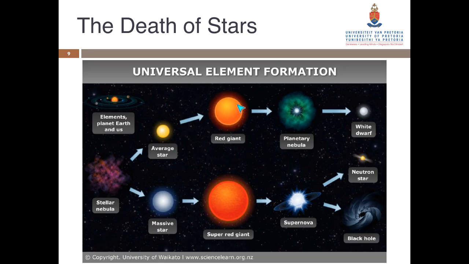The red giant will blow off its outer layers, and we will have a planetary nebula with the naked core not fusing energy anymore, but just radiating energy. Once the nebula is blown away, we will just have a white dwarf. If we have a massive star, that will become a super red giant. With the super red giant, it will create a supernova explosion, and the core will collapse in on itself. And then, depending on how much mass it has, it will either form a neutron star or a black hole.